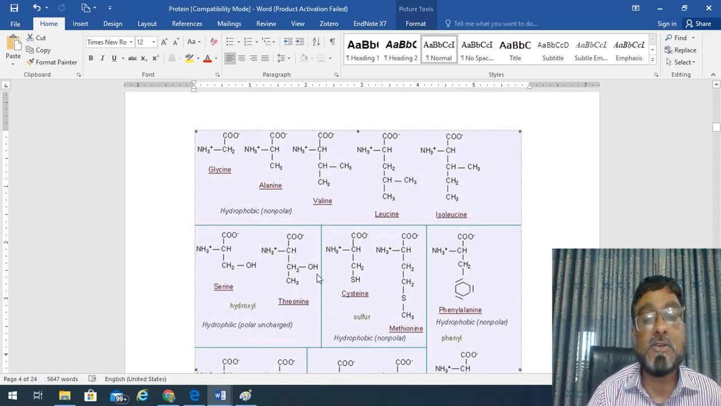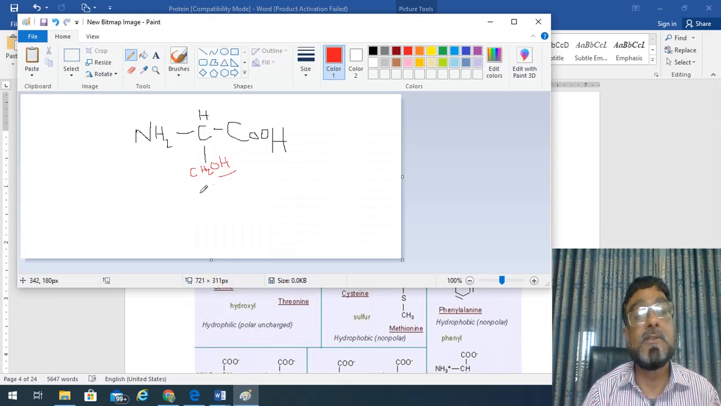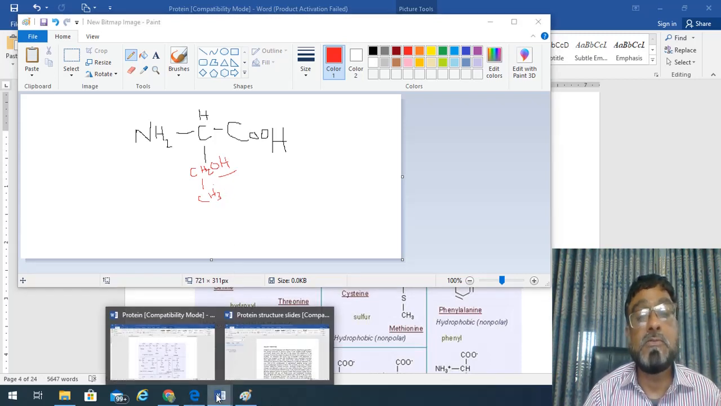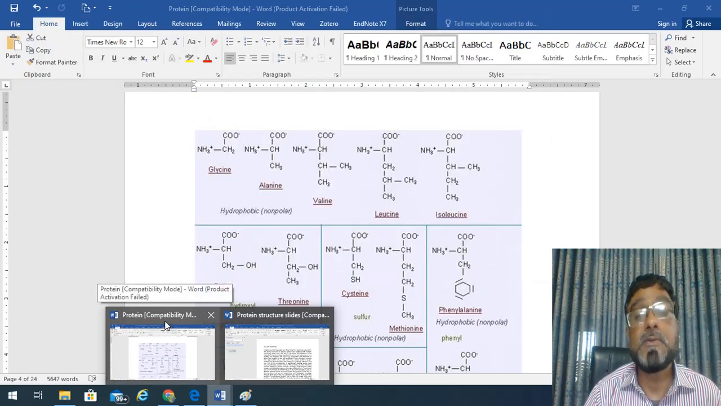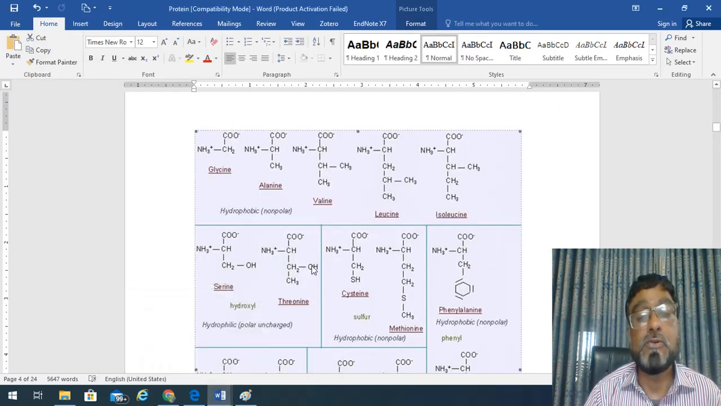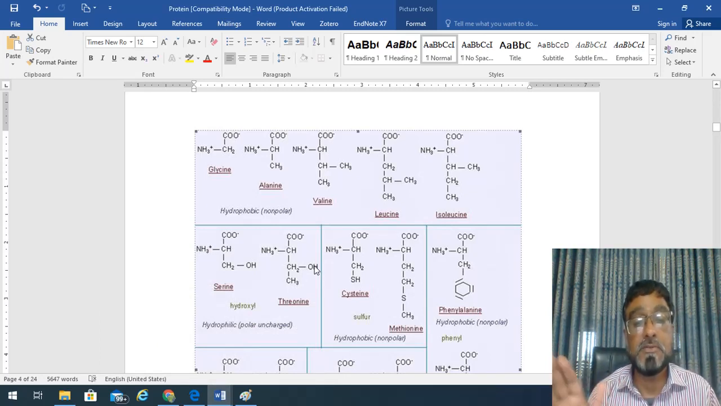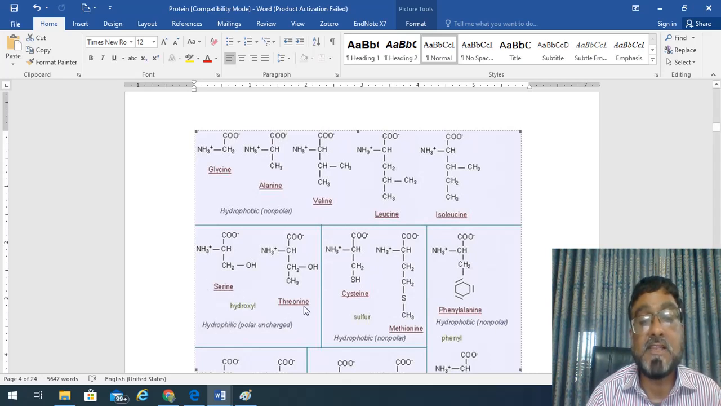Another with the hydroxyl group is the threonine. This is the basic structure, CH2OH and CH3. So what you are adding is another CH3 here. So this CH3, CH2OH, that is contributing the polarity, but there is no charge on it. So this is the serine and the threonine.